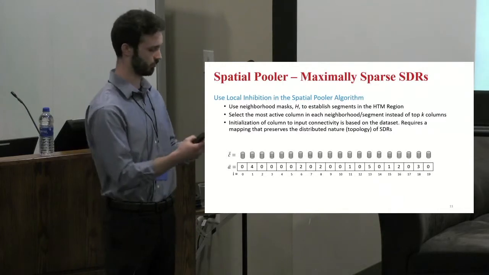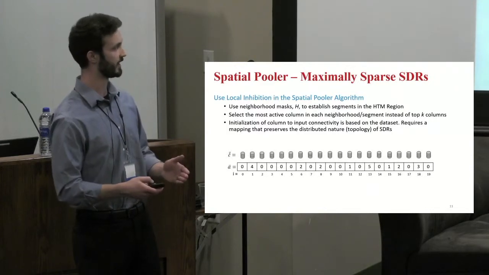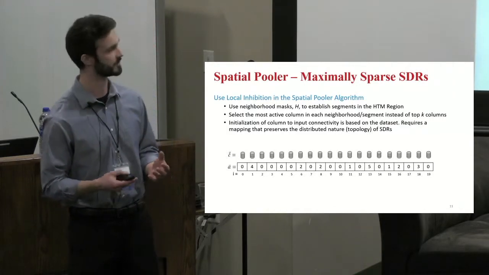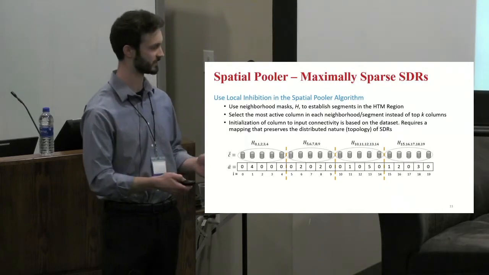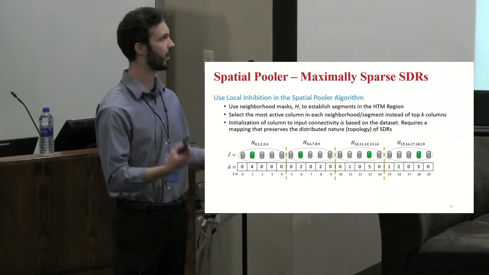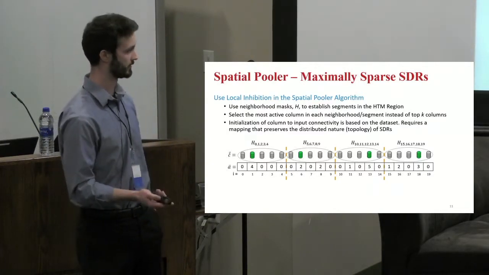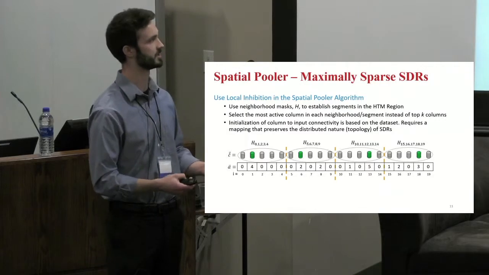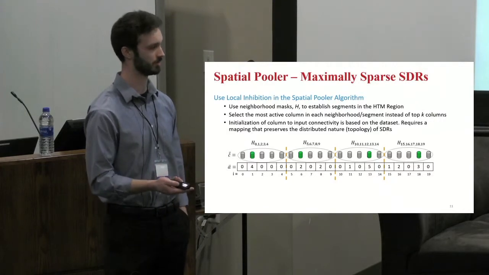So one issue when applying this operation to HTM is that HTM's SDRs are not maximally sparse by default. Our approach was to adjust the neighborhood mask in the spatial pooler to sync up with, to section the SDR into segments. By doing this, when we ran through the local inhibition portion of the algorithm, we got one active bit in each segment. We're a little bit stricter with how we choose which column becomes active. The other half of this is that we needed to initialize the synapses, or the connections from your columns to your input space. It's very much dependent on what your input space looks like.